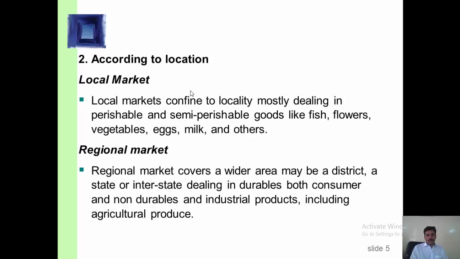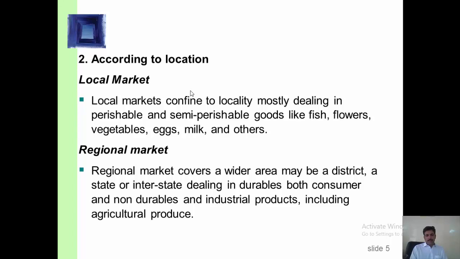According to the location, the markets can also be classified on the basis of the location. We can have the local market. Local markets are confined to a locality, mostly dealing in perishable and semi-perishable goods like fish, flowers, vegetables, eggs, milk, and others.